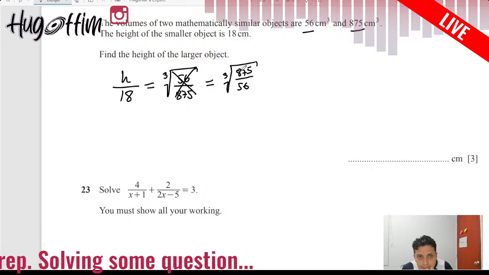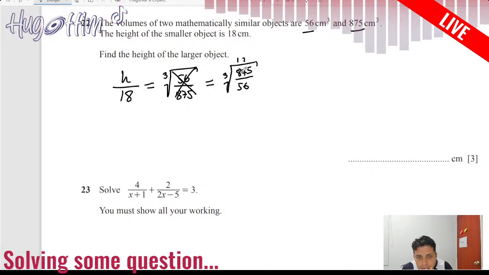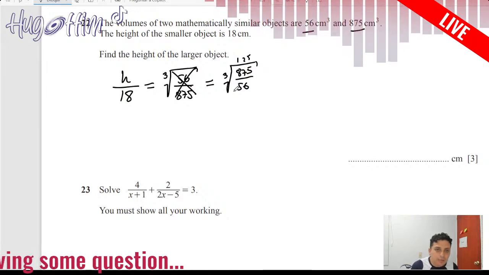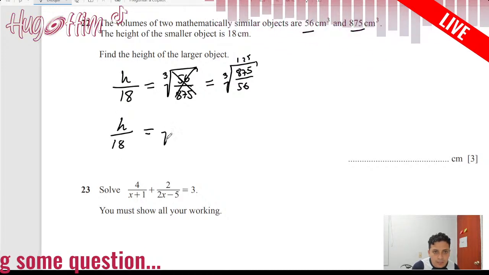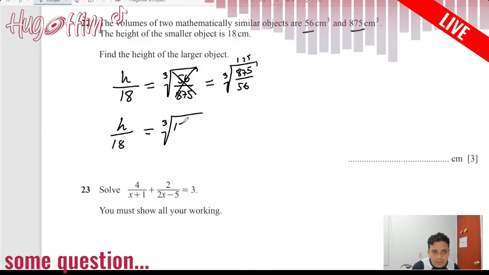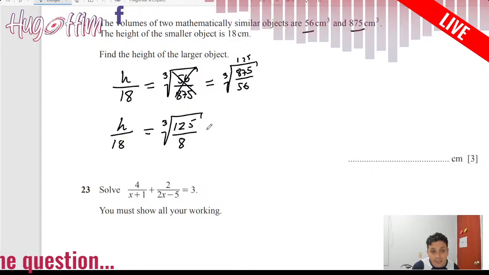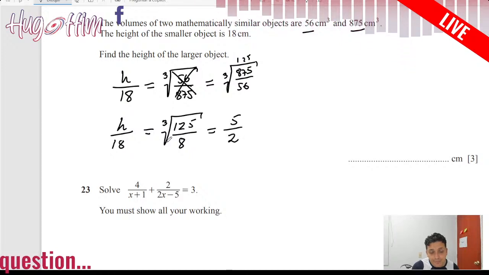Let's see if this is divisible by 7. Yes, actually the division of these two gives 18 equals the cubic root of 125, if I divide both by 7, over 8. The cubic root of 125 is 5. The cubic root of 8 is 2.